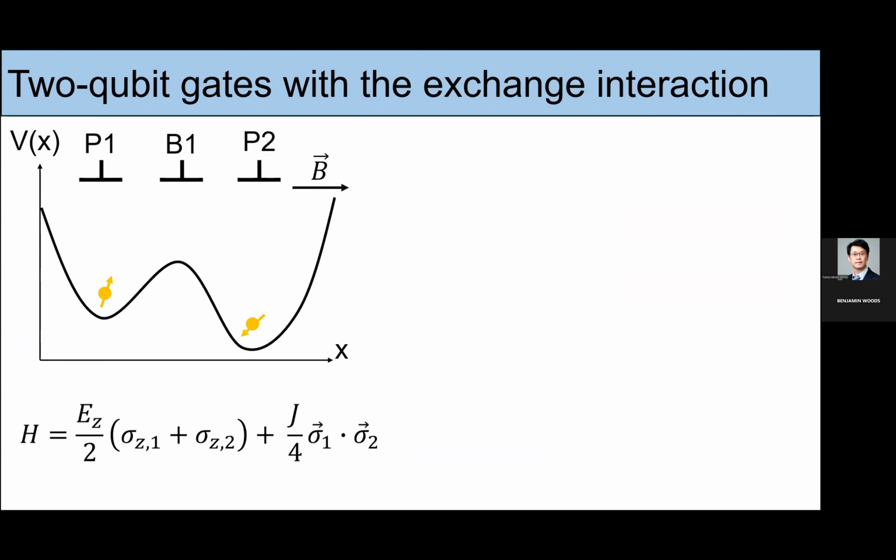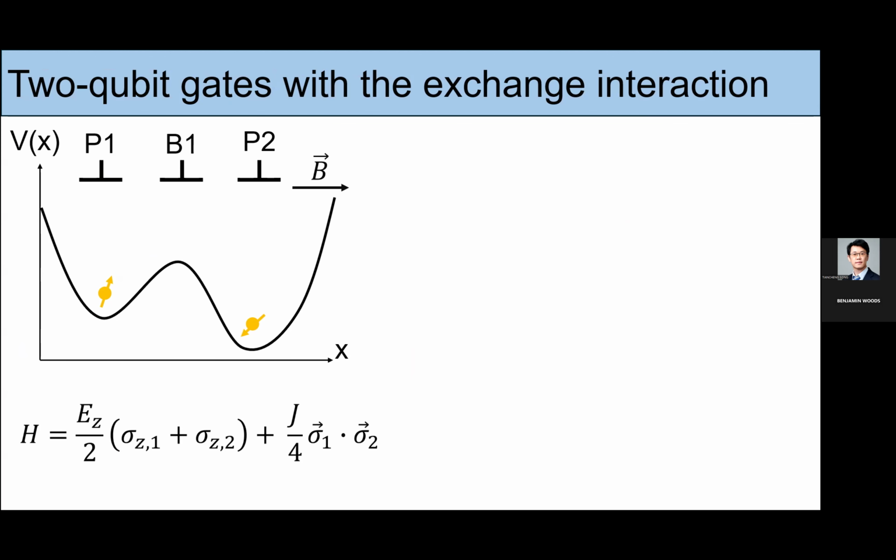We put it in a magnetic field, so we get our Zeeman splitting, and then we ask, how does this thing evolve in time? To understand that, we have to look at the system's Hamiltonian. This first term is just the Zeeman splitting caused by the applied magnetic field. So we have sigma Z1 and sigma Z2, where the 1 and 2 denote which dot electron I'm talking about, and this defines our Zeeman energy for the 2 individual qubits.